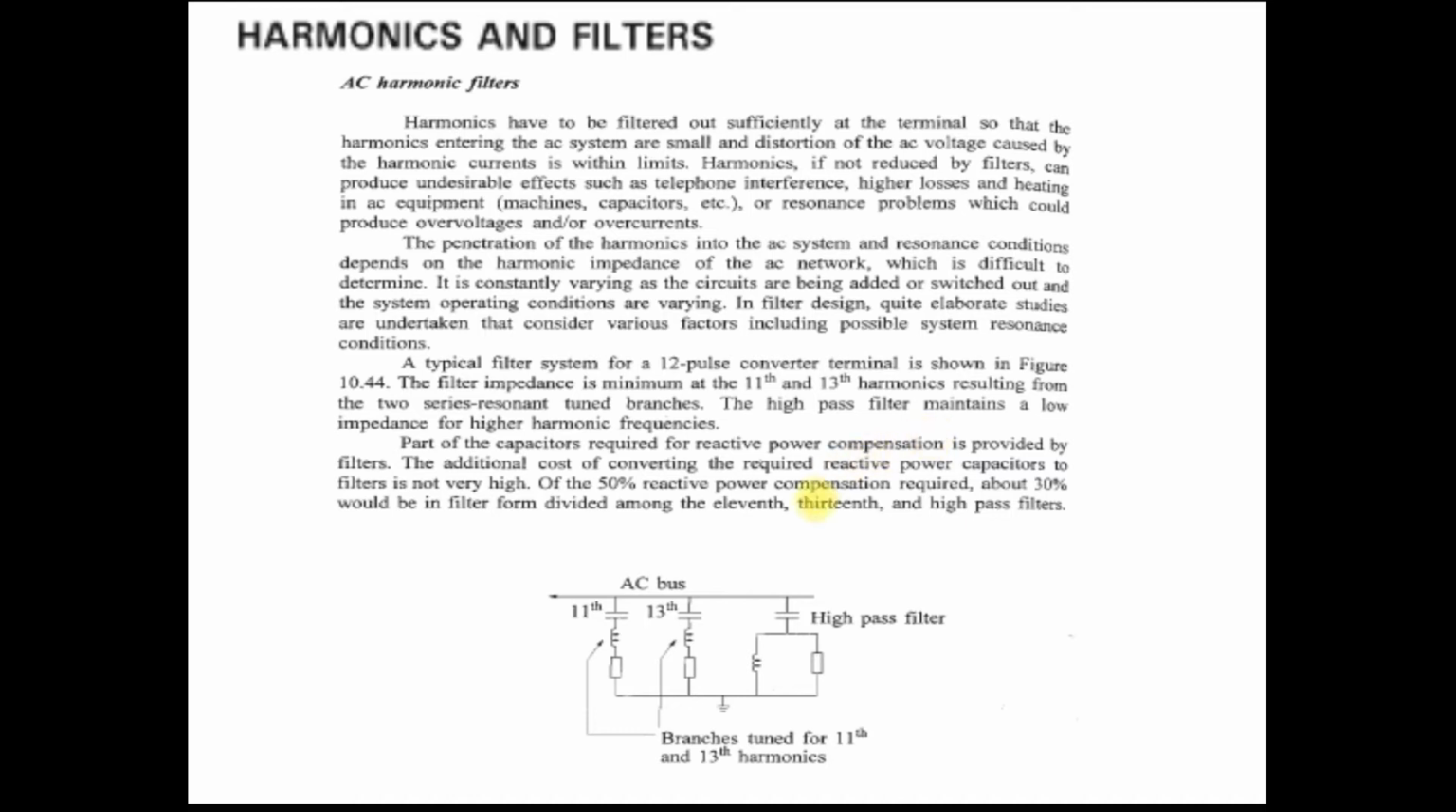Another use of this AC filter is to provide a sufficient amount of reactive power. We already discussed that each converter station requires 50% reactive power for compensation. Out of this 50% requirement, 30% is provided by the filters, like the 11 and 13 tuned filters as well as the high pass filter. Combined, all these AC filters provide 30% of the total 50% reactive power requirement at the converter side.